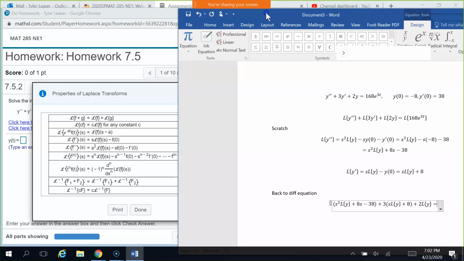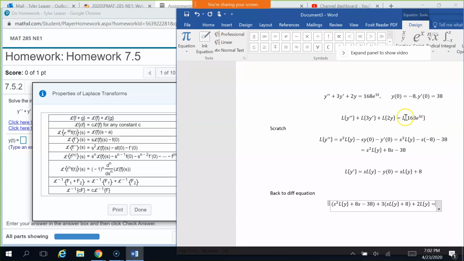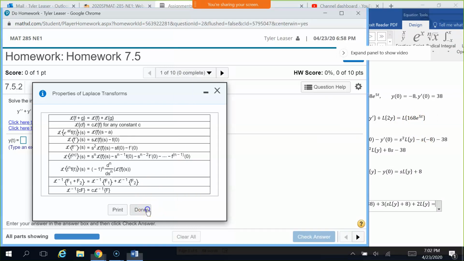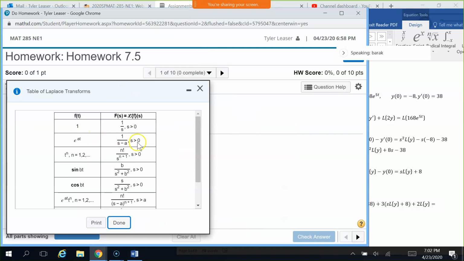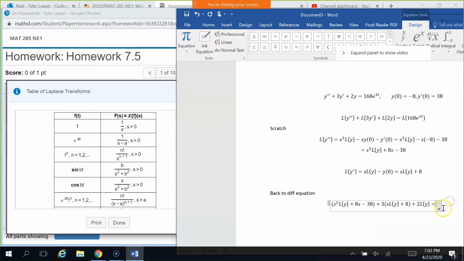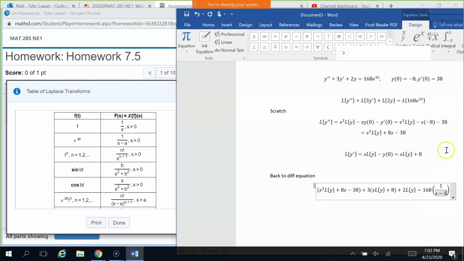That's going to be equal to, over here, the Laplace of 168 e to the 5t. We have to go back to the other table for that one. That's that second line here. E to the at changes into this. So the constant 168 just stays out in front. And then we're going to end up with 1 over s minus 5 for the Laplace transform. That's the e to the 5t changes into that.